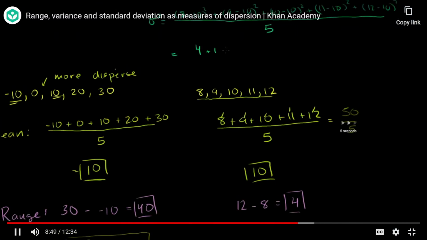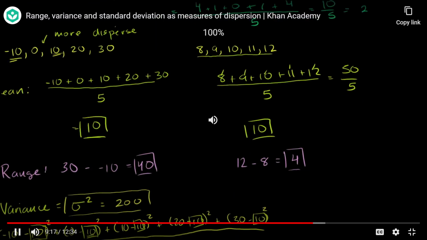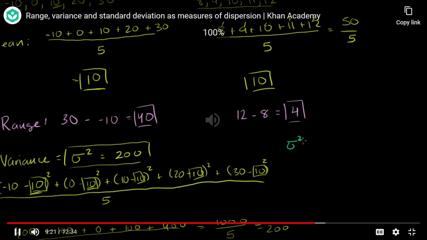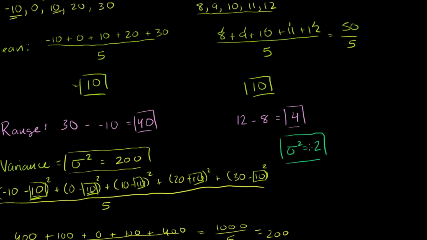12 minus 10 squared is 4. So the variance of this data set right here, we have 10 over 5. So the variance of this less dispersed data set is a lot smaller. The variance of this data set right here is only 2. So that gives you a sense. That tells you, look, this is definitely a less dispersed data set than that there.